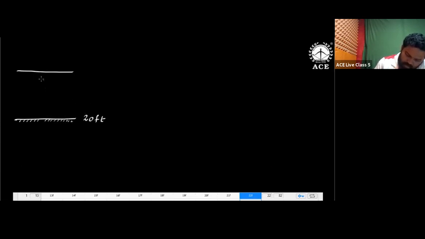Some 20 feet surface, 30 feet surface, or 70 feet surface, whatever it may be. If I draw a line and put dots, what does that indicate? It indicates a surface like this. I want to go from this surface, from the flooring to the roof. Here is a flooring and here is a roof.